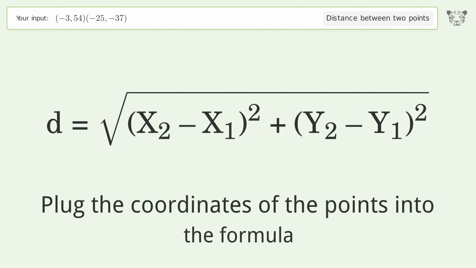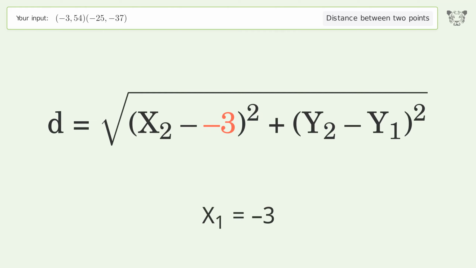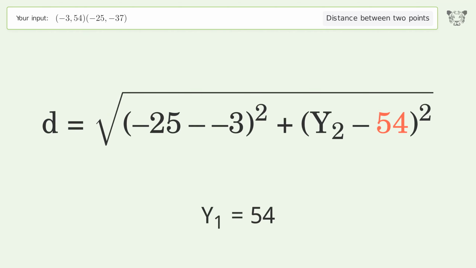Plug the coordinates of the points into the formula. x1 equals -3. x2 equals -25. y1 equals 54. y2 equals -37.